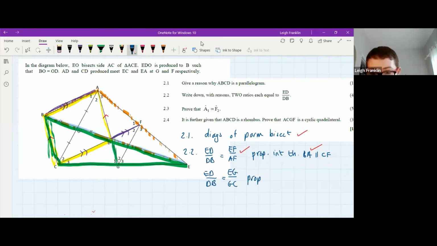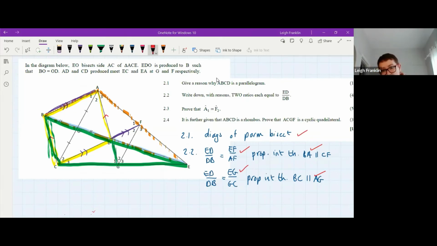Again, we're going to say proportionality, intercept theorem, or for those of you that prefer to say line parallel to one side of triangle, that's not a problem. And here it's because BC is parallel to AG or DG, same story. So again, there would be a mark for our answer and a mark for the reason.